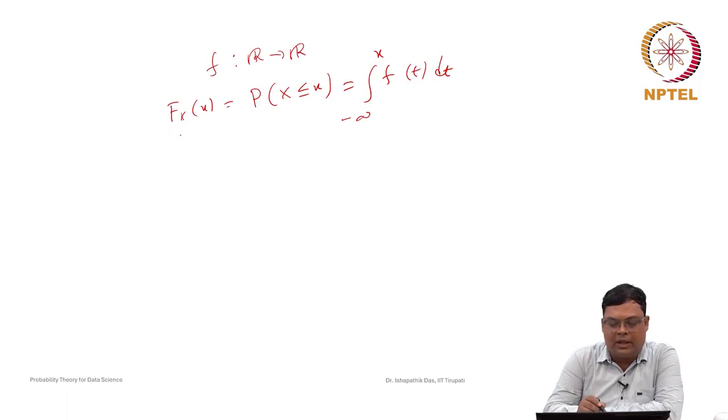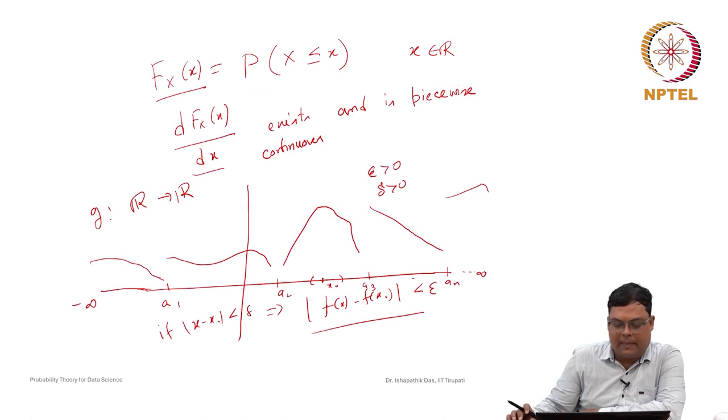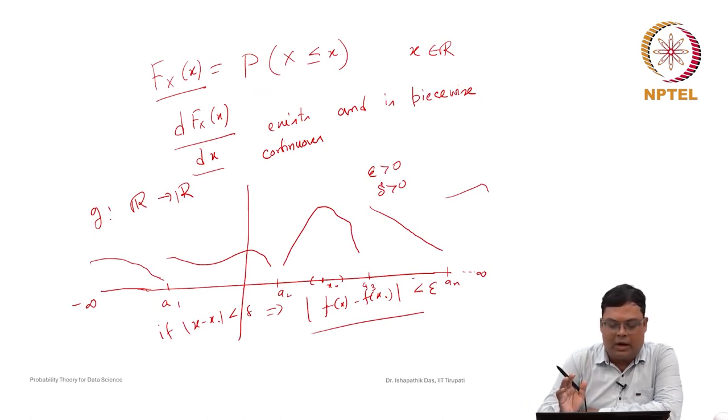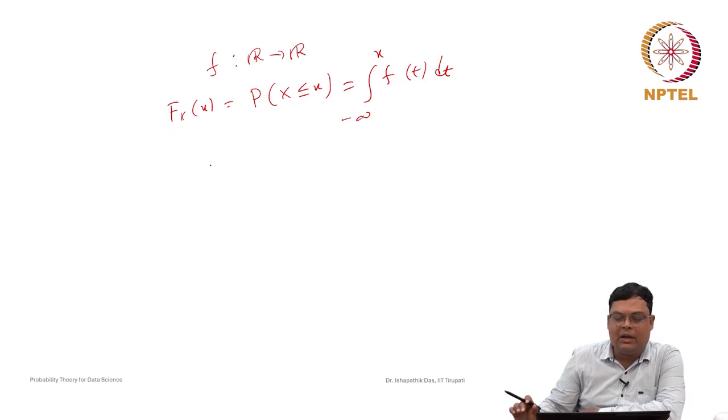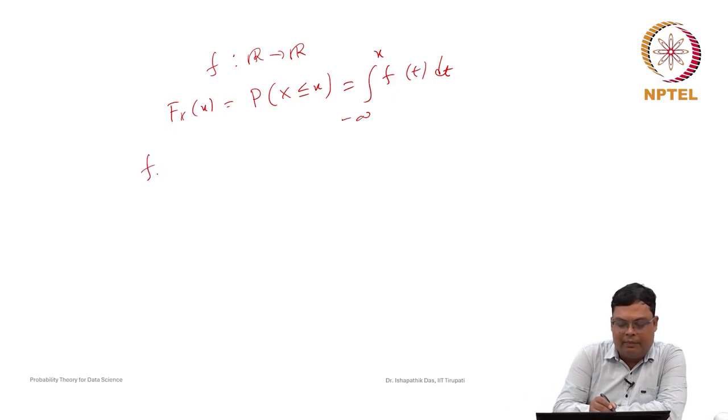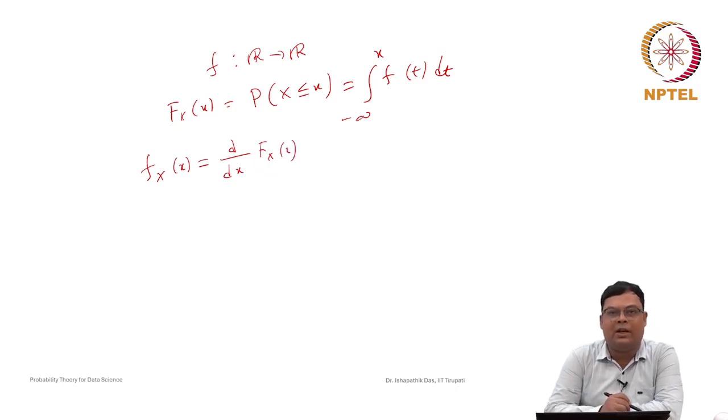If you do not go in that direction, this is not required. So, we will assume that F_X is a distribution function whose derivative exists and is piecewise continuous. Whenever its derivative exists, we define this derivative as f_X(x) equal to dF_X(x)/dx. For a continuous random variable, we say that the derivative exists for all x belonging to the real numbers.